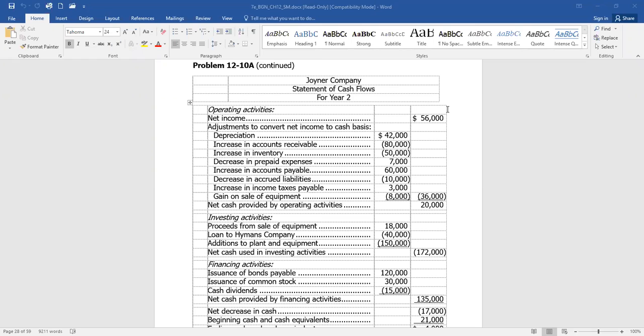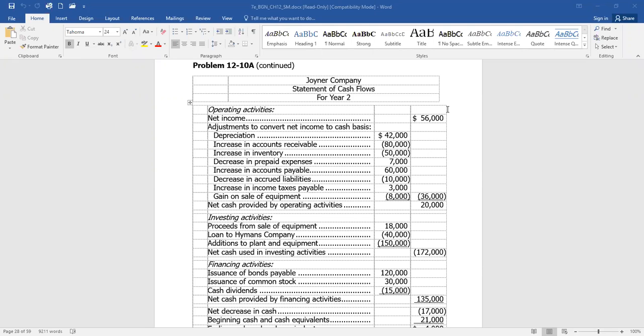Now add and subtract all those amounts, and the net effect is 36,000 decrease. So we take net income minus the 36,000. We just converted net income to net cash provided by operating activities. So the company provided $20,000 more in cash during the year from purely operating their business. And that is how we account for the operating activities area.